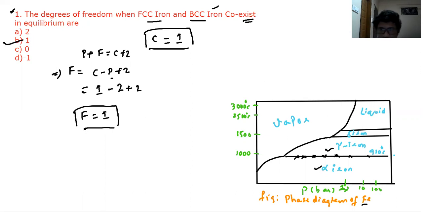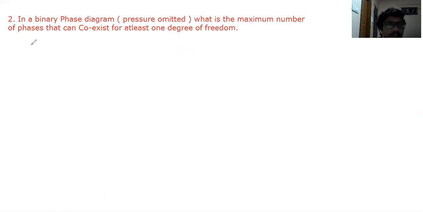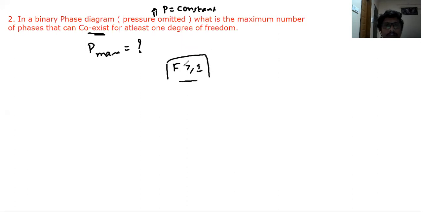So let us look into the next question. Let us go through the question. In a binary phase diagram, pressure omitted. Pressure omitted means we take the pressure as constant in constructing the phase diagram. What is the maximum number of phases that can coexist for at least 1 degree of freedom? So the degree of freedom is greater than or equal to 1. How many phases can coexist in a binary phase diagram? Binary phase diagram means the number of components taken is C is equal to 2.